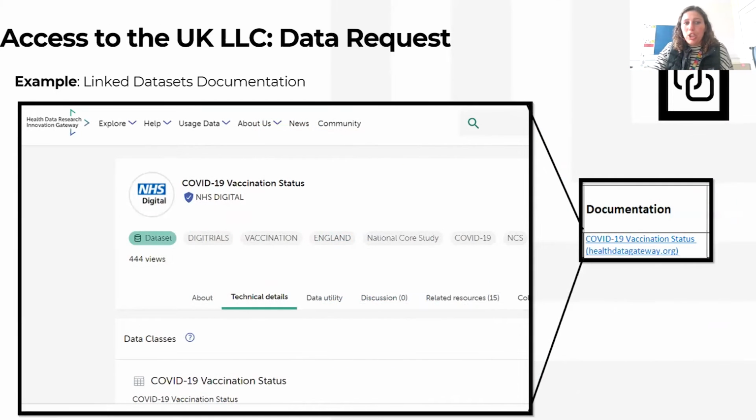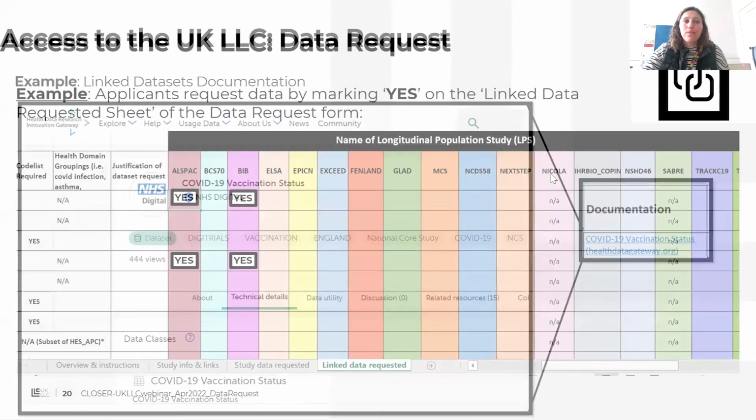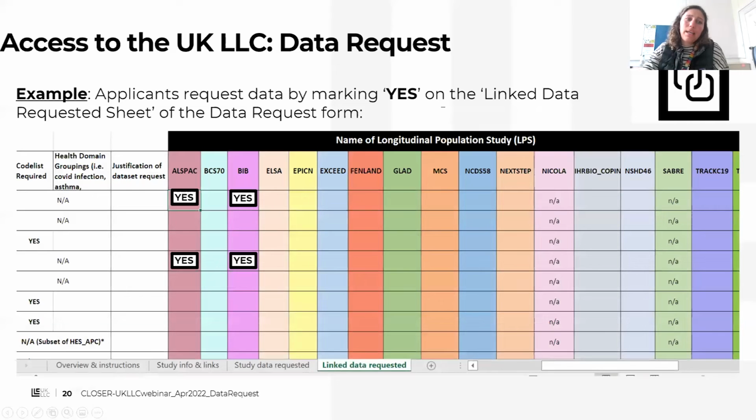If you click on the documentation link in the COVID-19 vaccination status row, for example, you will be directed to the Health Data Research Innovation Gateway source documentation on vaccination status. From there, you can navigate through to technical details and get variable level information about the data that's contained in this data set. On the same linked data requested sheet, there is a column for each contributing LPS whose data has been linked to a specific data set, and researchers can request data sets linked to participants from the available LPS by marking yes in the relevant cells.